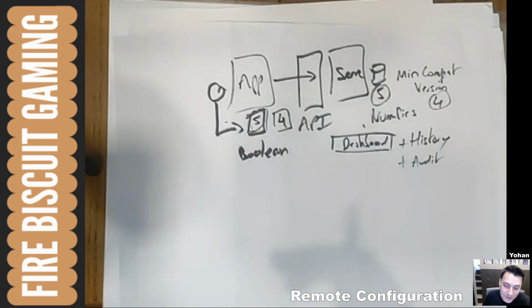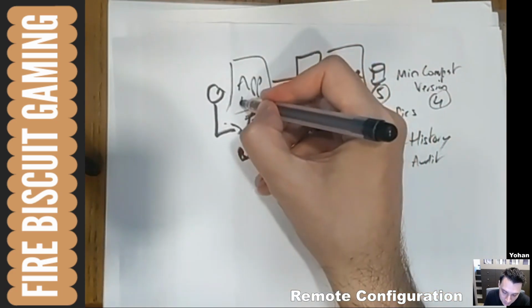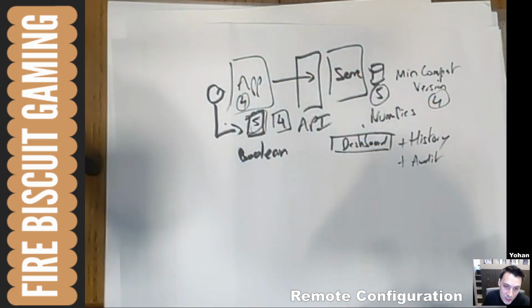But if it's a really severe bug and you want that kill switch to work immediately, then you could update the in-memory value of the app, and then the app would check against that in-memory value while it's running.